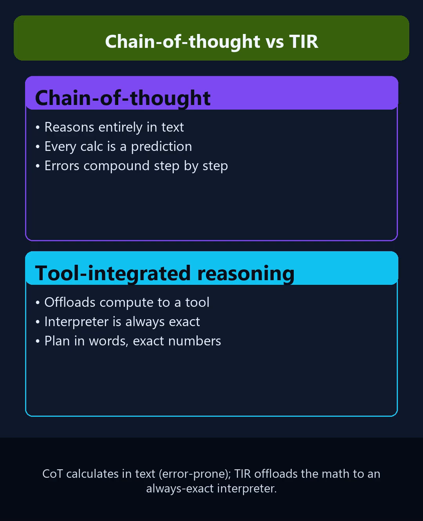Compare it to plain chain of thought. Chain of thought reasons entirely in text, so every calculation is just another prediction the model might get wrong, and errors compound step by step. Tool integrated reasoning offloads the hard computation to an interpreter that is always exact. The model still plans in words, but the numbers are guaranteed. On tough benchmarks, that difference is the gap between a clever-looking answer and a correct one.